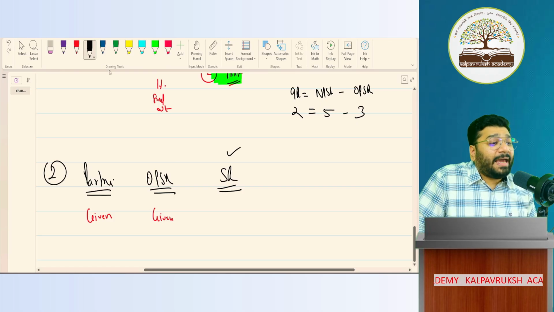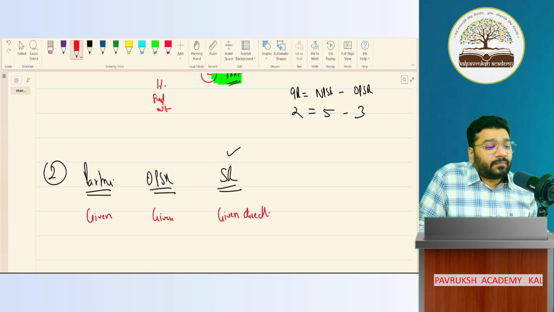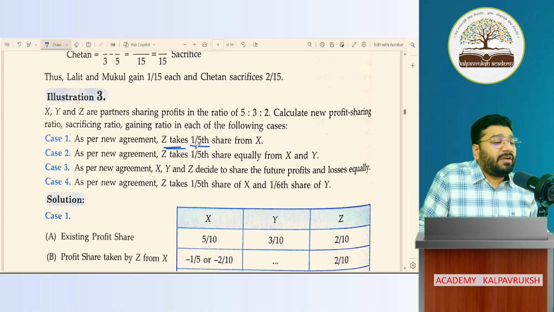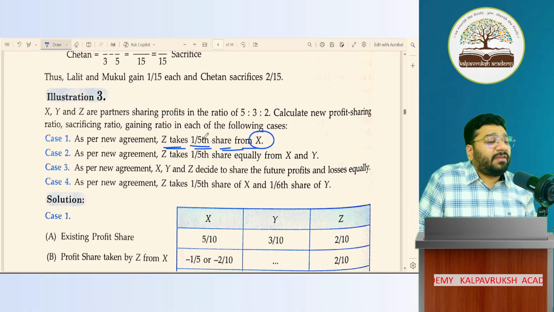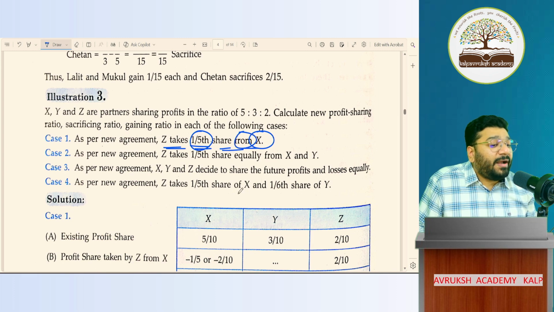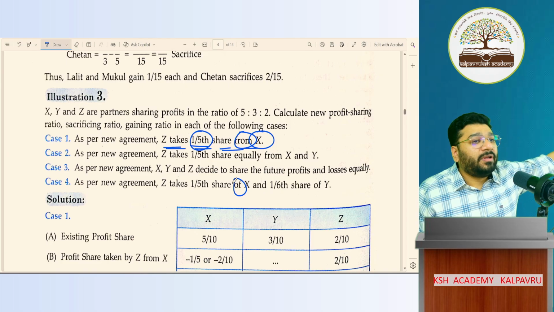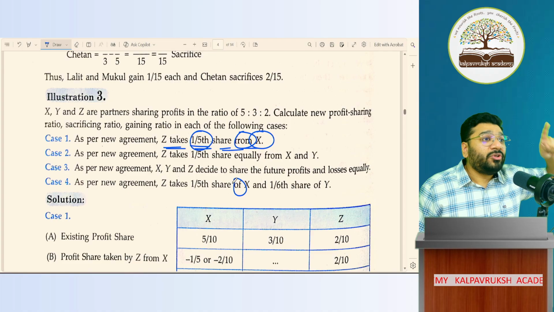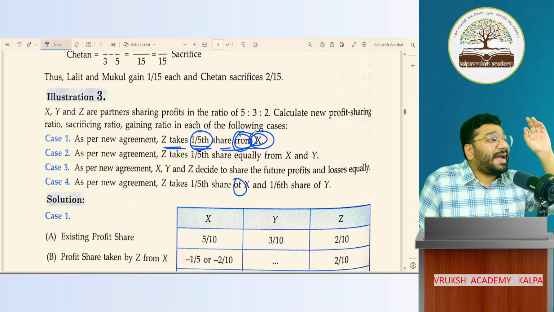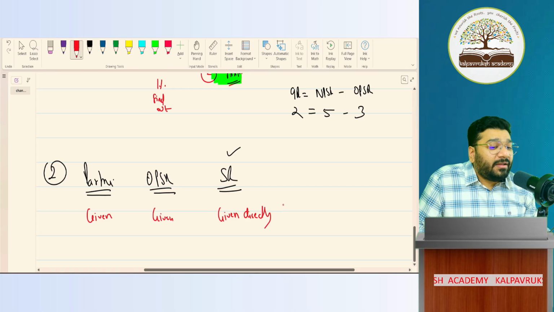Now, SR can be given directly. How? Illustration number 3. They said Z takes 1/5 share from X. So X is sacrificing 1/5 of the share. In the last class, I made you understand the difference between from and of, yes or no. This is very dangerous. If this is not clear, you are not just screwed, you are royally screwed. With the word from his share, the sacrificing ratio is directly given.